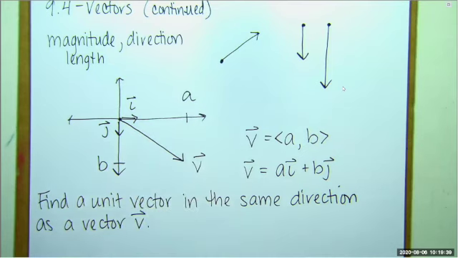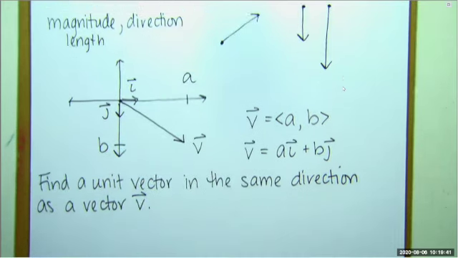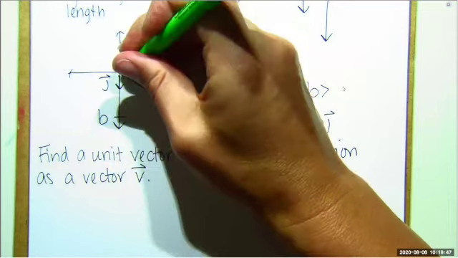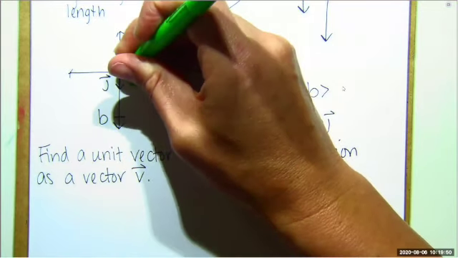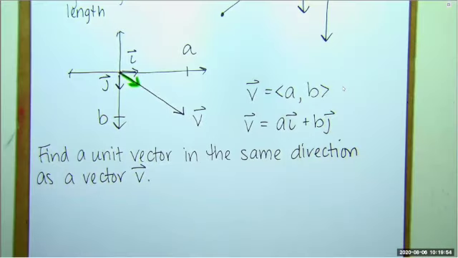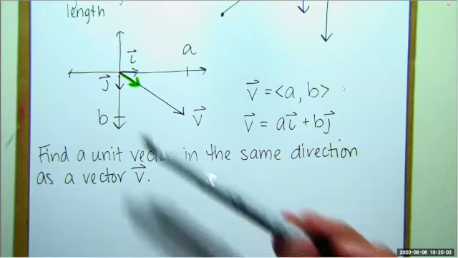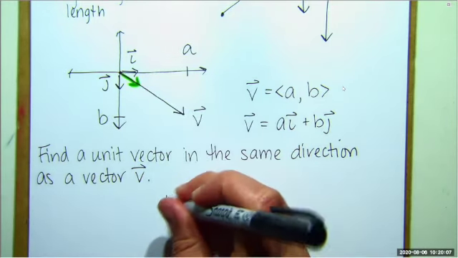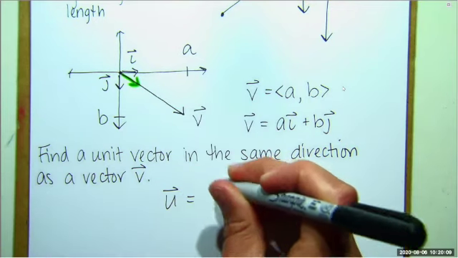Okay, so to find a unit vector in the same direction as a vector v, what we want to do is look at this vector v, and we want to find a vector that has length 1. So it might look something like this, but that's in the same direction. Okay, and I'll explain in a minute why this is important, why we want to do this. Okay, so to find a unit vector in the same direction as our vector, what we do is we take this vector. So our unit vector is equal to our vector.